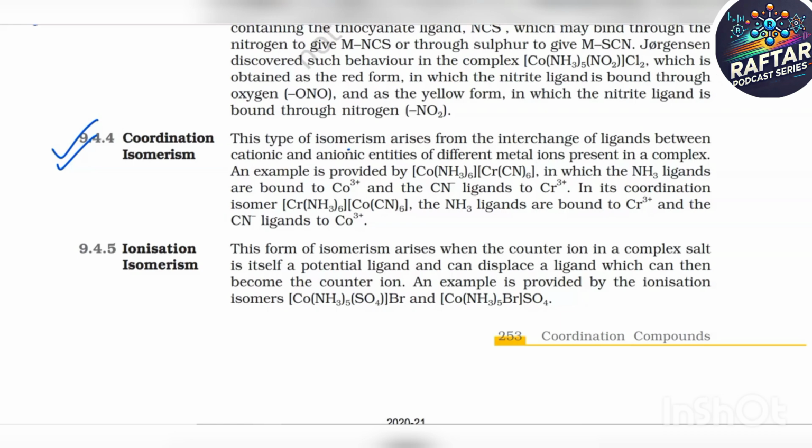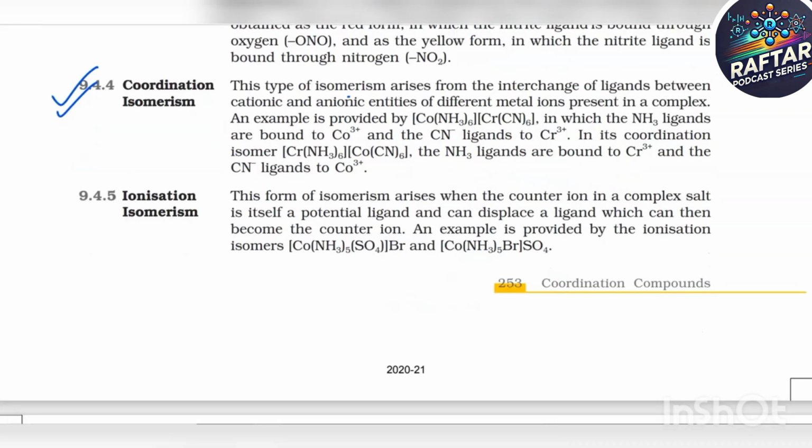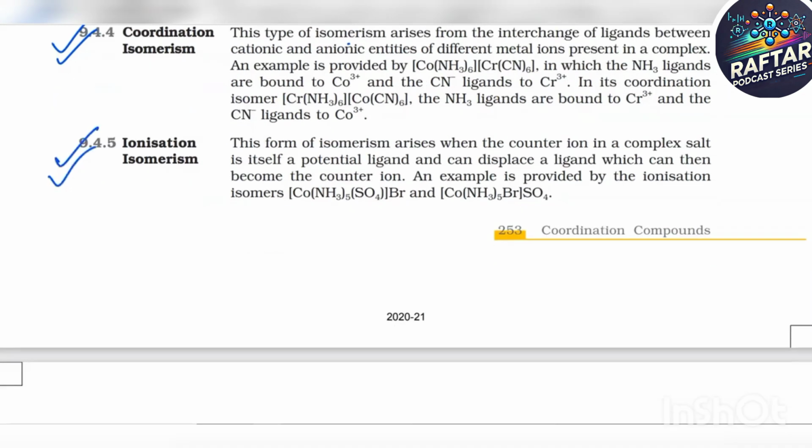5.4.5 Ionization isomerism. This form of isomerism arises when the counter ion in a complex salt is itself a potential ligand and can displace a ligand, which can then become the counter ion. An example is provided by the ionization isomers [Co(NH3)5SO4]Br and [Co(NH3)5Br]SO4.